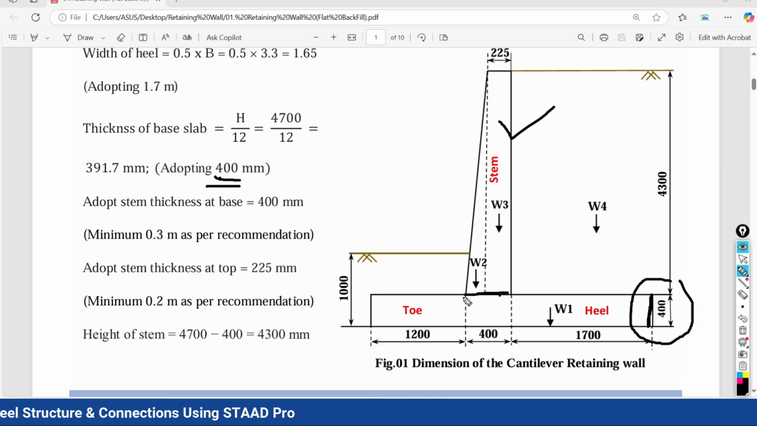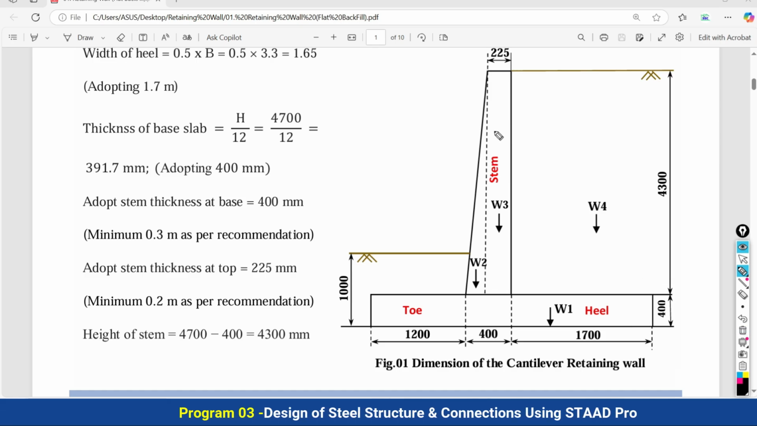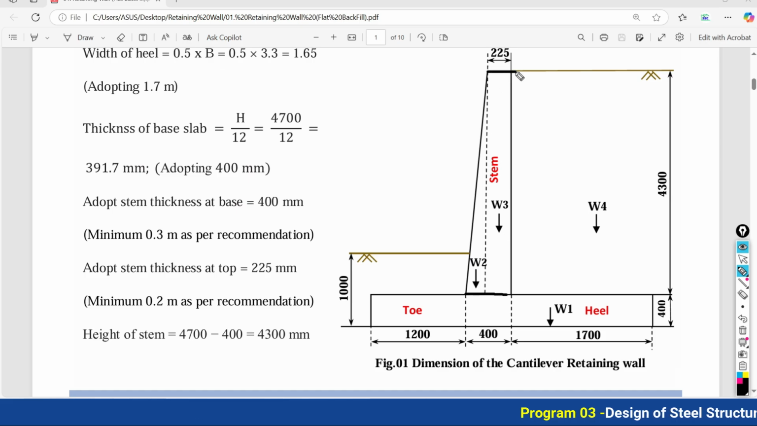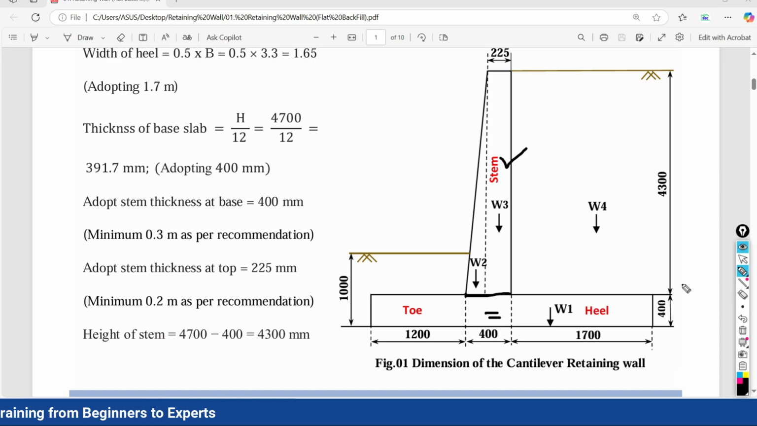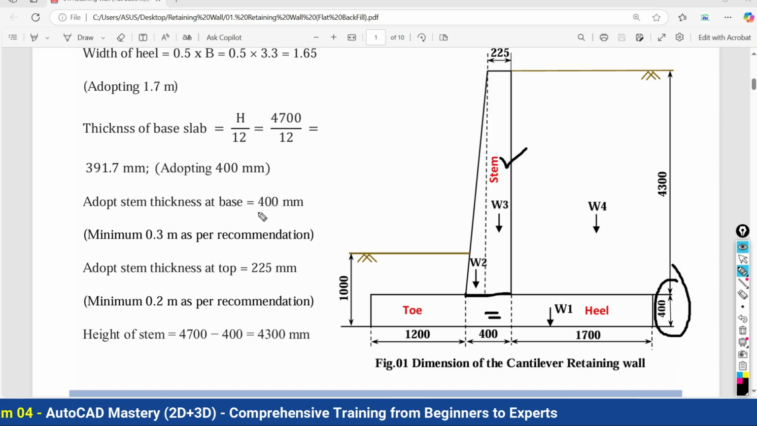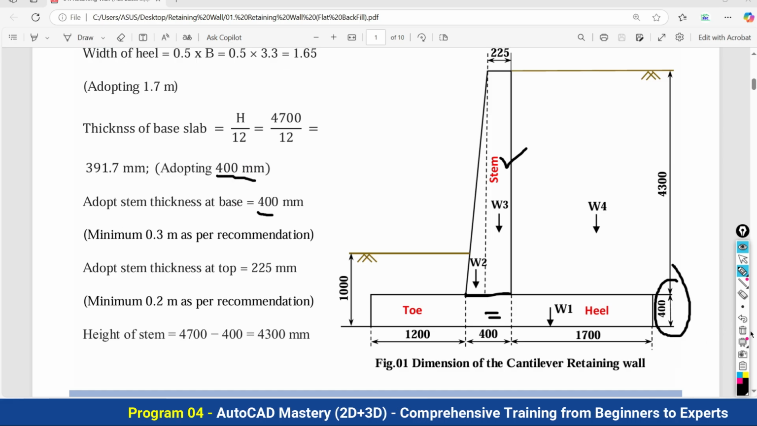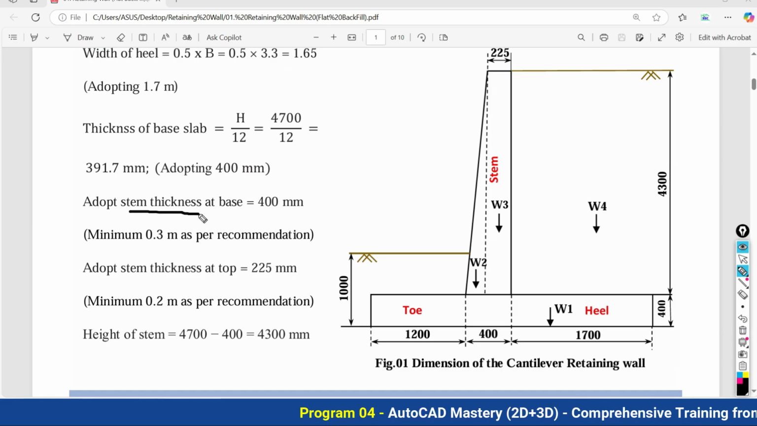Thickness of the stem will be different at its base and at its top. Try to understand, the thickness of the stem will be different at its base and at its top. So as of now, we are going to consider the thickness of your stem at its base as equal to the thickness of your base slab. So base slab thickness we have adopted as 400 mm. So that's why we are going to adopt stem thickness at its base as 400 in mm. Hope that you all understood.